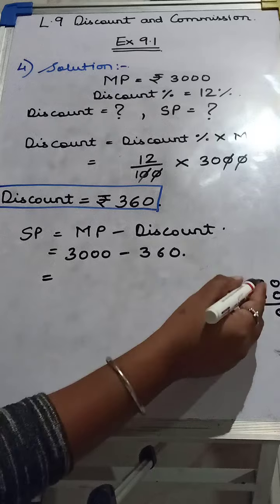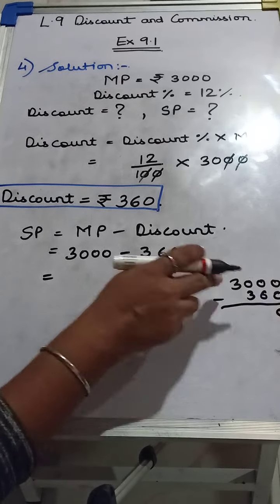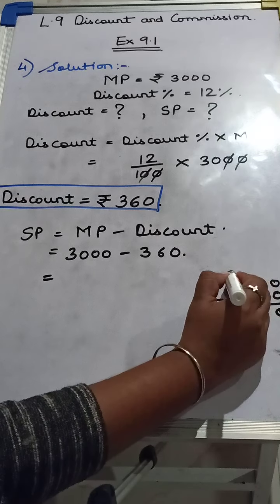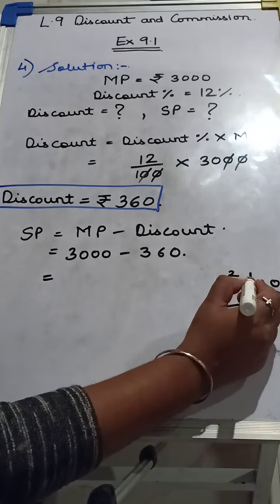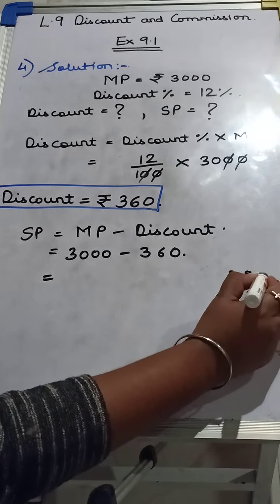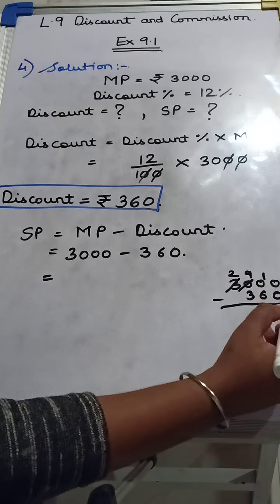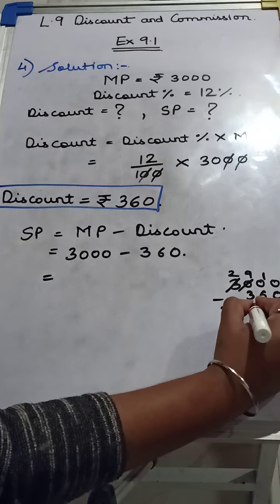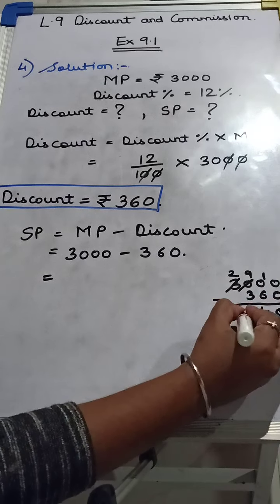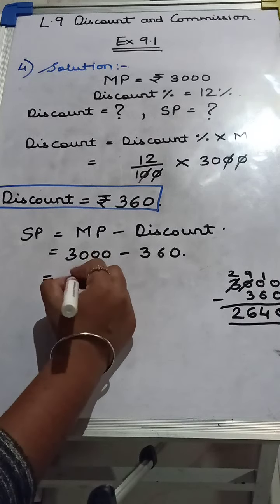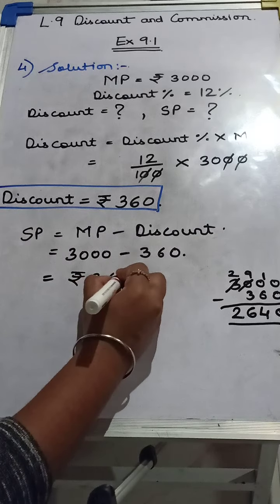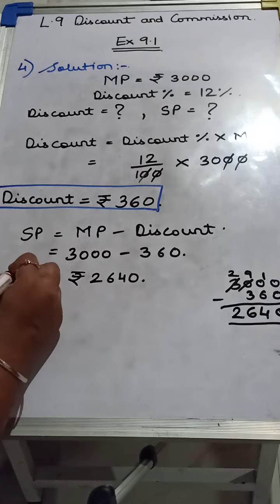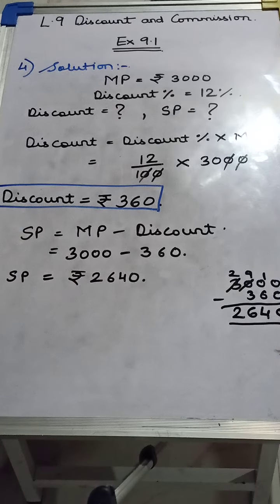0 minus 0 is 0. 0 minus 6 is not possible. Again 0 minus 3 is not possible. So we need to cancel 3. Write here 2. 1 here. Cancel this. This becomes 9. 1 here. So 10 minus 6 gives you 4. 9 minus 3 gives you 6. And 2 will be as it is down. So it is rupees 2640. That is rupees 2640. So SP is equals to rupees 2640.